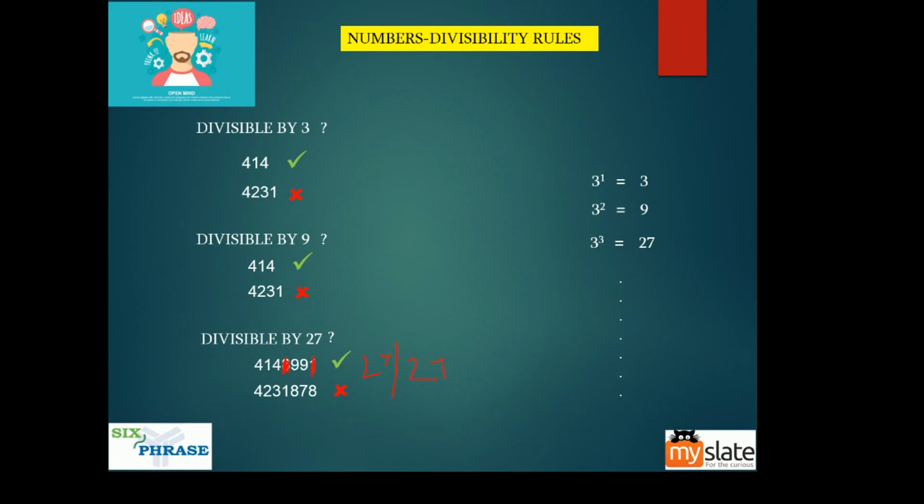Now add all these digits. 6, 9, 10, 26 plus 7 is 33. Now can you divide 33 by 27? It is not possible. So that is why this whole number is not divisible by 27. Guys, there is a mistake in this number. You just have to take this 8 and 1 outside. Anyway, I hope you understood how you do the divisibility check for 3, 9 and 27.